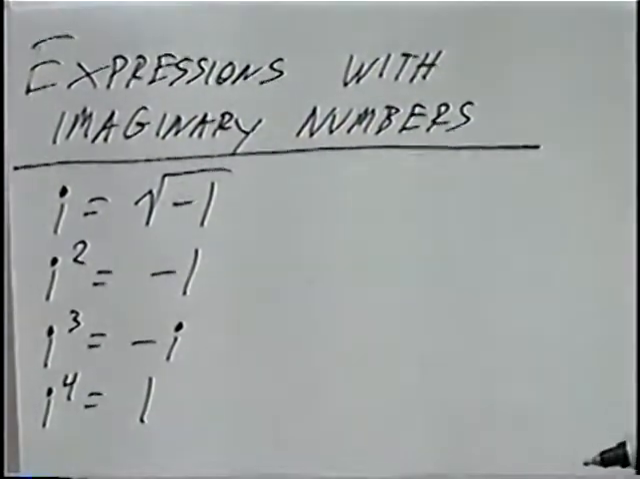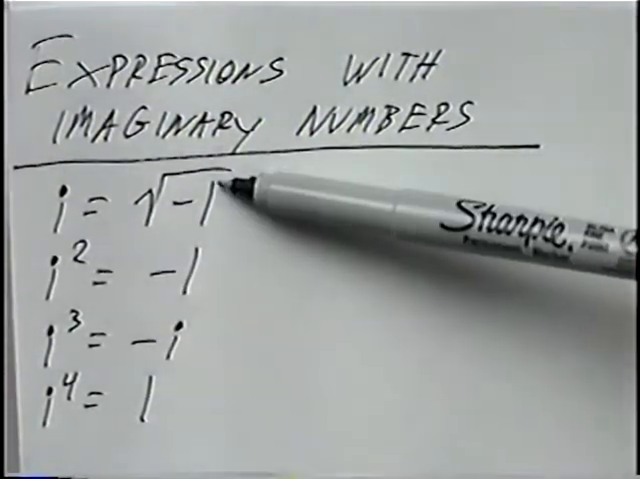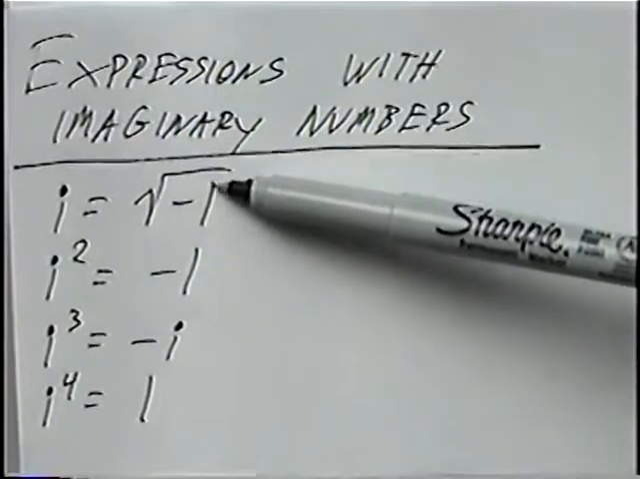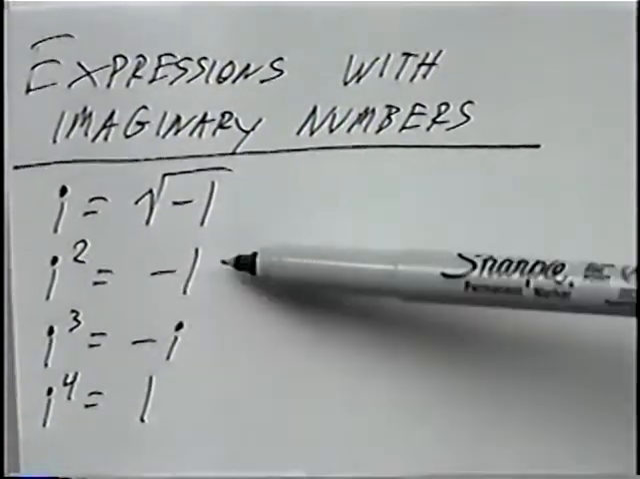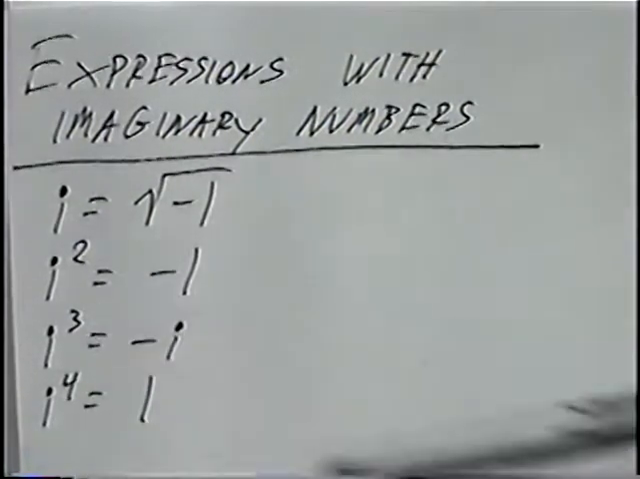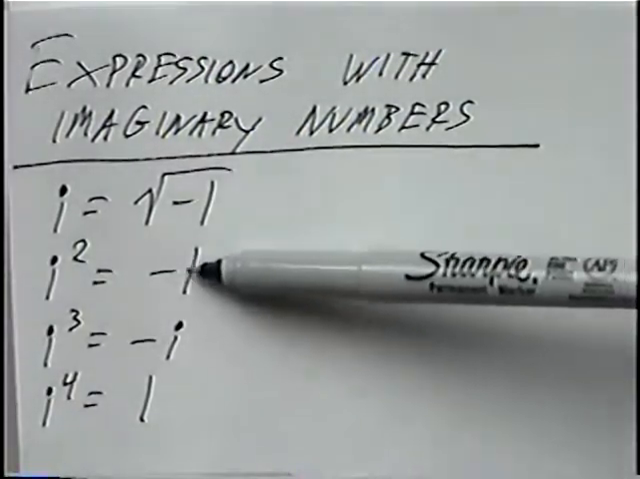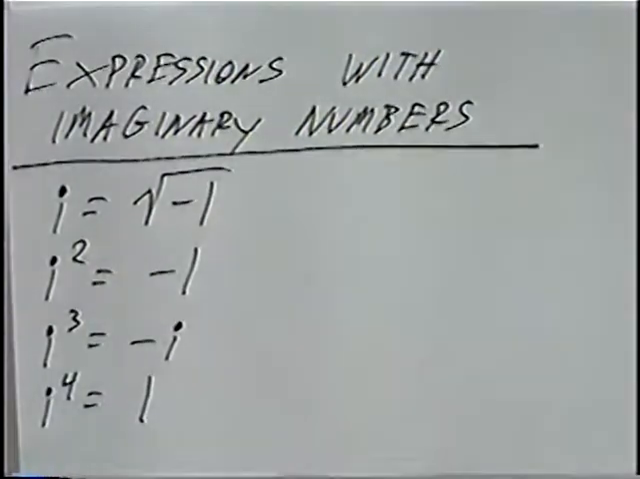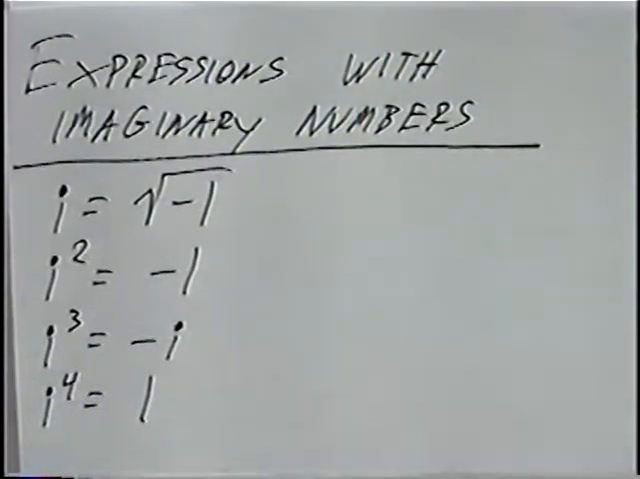Second one, i squared will be equal to negative 1. With i squared, we're multiplying the square root of negative 1 times itself, which equals negative 1. So any question with i squared, we can rewrite using a negative 1. i to the third power would be i times i squared, so that would be negative 1 times i, which would be negative i. Any question with i to the third, we can rewrite with negative i.